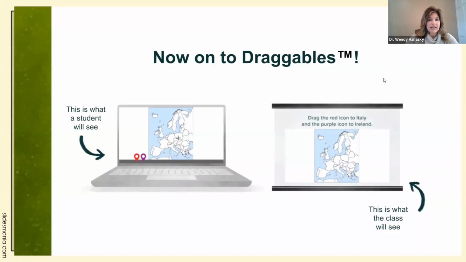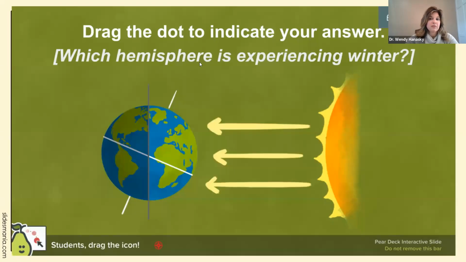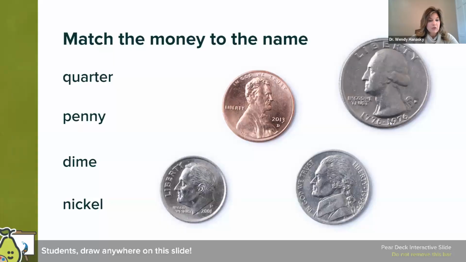This is a geography lesson example. This would be something that you could do about the hemispheres, which one is experiencing winter. Students can drag their pin to the side they feel is correct. But even at the elementary level, if you're starting to get students to recognize coins and their names, they can drag the name over onto the specific coin. So this is a fun way that students can be engaged instead of just sitting and listening to this Pear Deck slide.